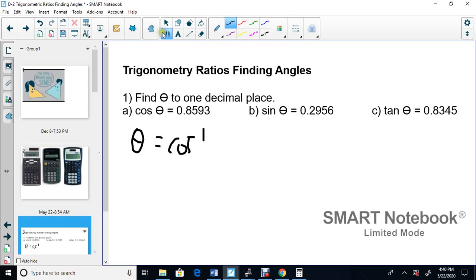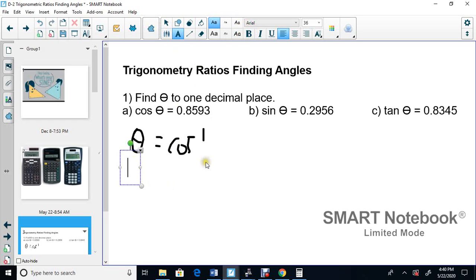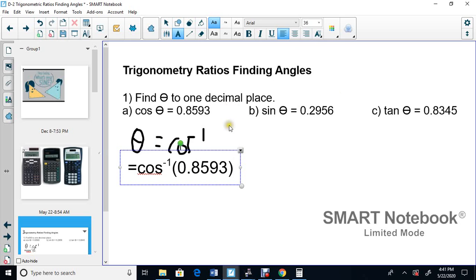Now maybe I'll type this out because it's very hard to read my writing here. So right here, I'll just type it out. Well, I can't get the theta symbol. I'll just put equals cosine, and we'll put the exponent on. Okay, -1, and then we put that number in a bracket. So we go here and we bracket 0.858593.